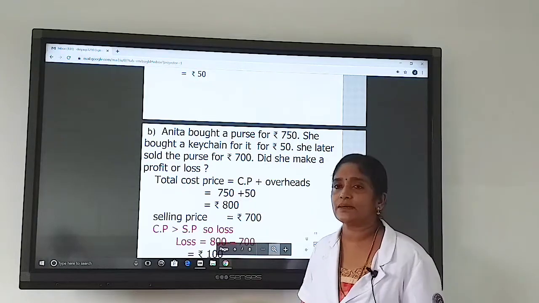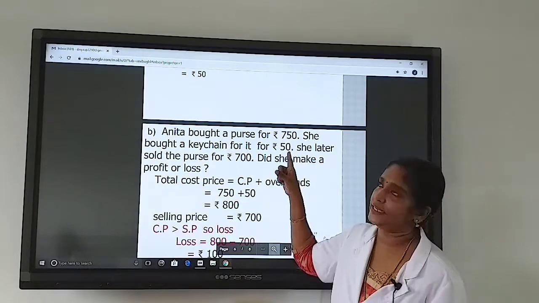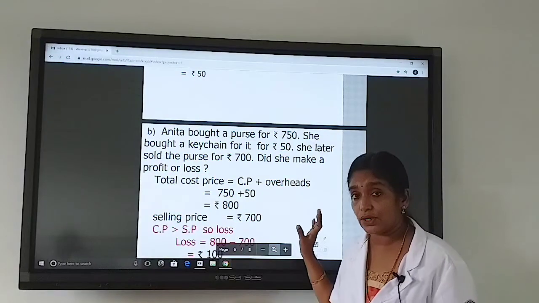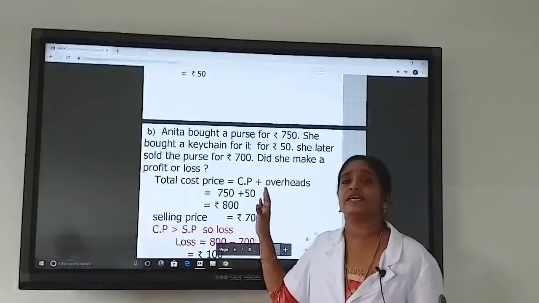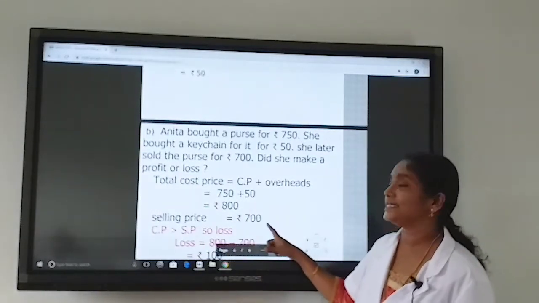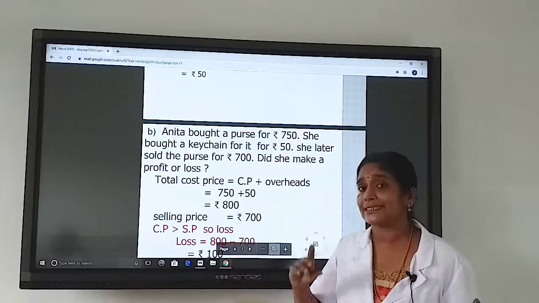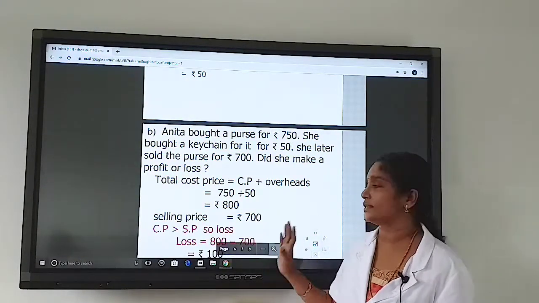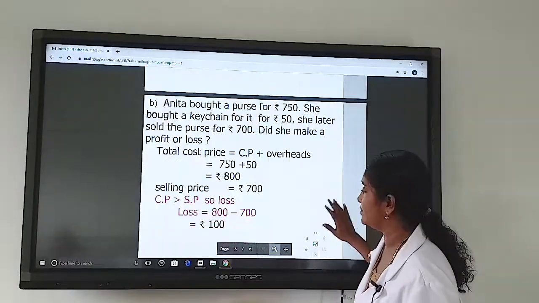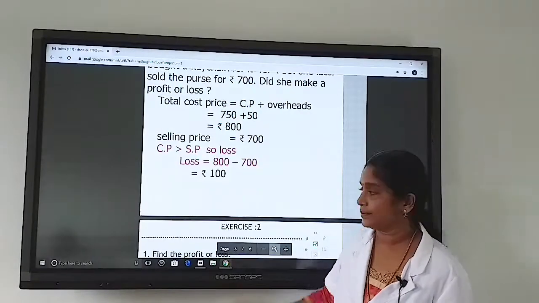What is the cost price of the purse? 750. And what are the overhead charges? Rupees 50. So 750 plus 50, 800 is the total cost price. And what is the selling price? Selling price is 700. So, profit or loss? Cost price is greater than selling price. So it is loss. So loss equals 800 minus 700. What is the loss amount? That is rupees 100. All of you understood?